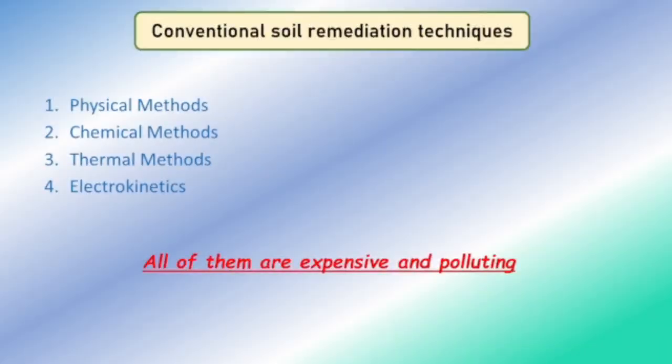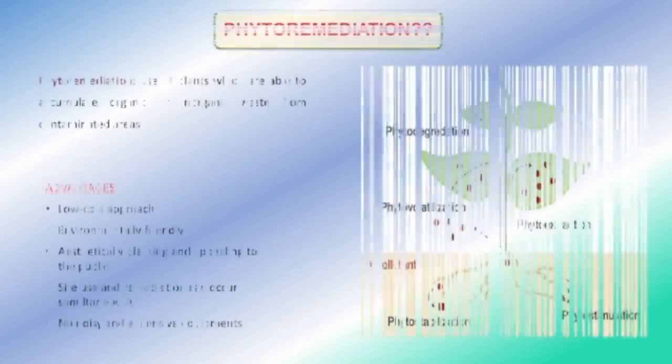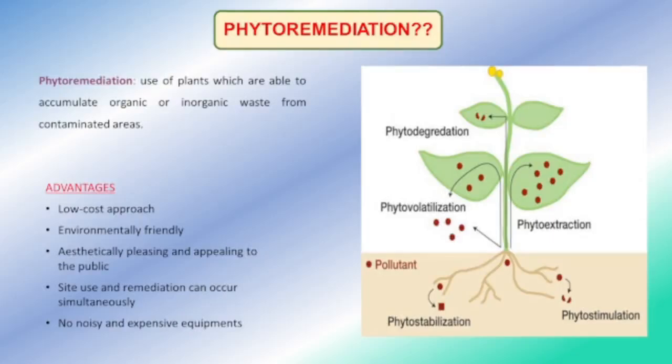Now, various conventional technologies are available to remove heavy metals from these contaminated soils, which include physical methods like excavation, landfill, chemical methods, thermal methods, and electrokinetics. But all these conventional technologies are time consuming, labor intensive, costly, not environment friendly, and they further pollute our environment. The high cost of existing technology leads to the search for new technology, and scientists came up with a new idea which is known as phytoremediation.